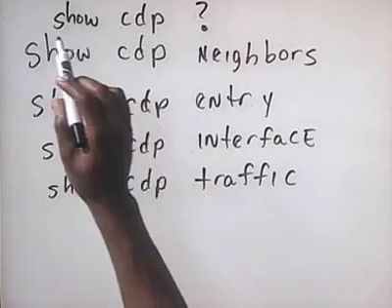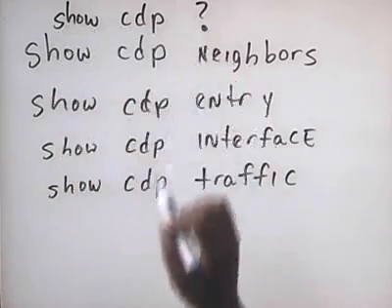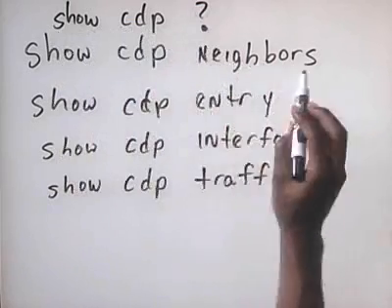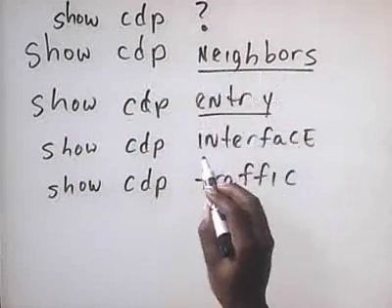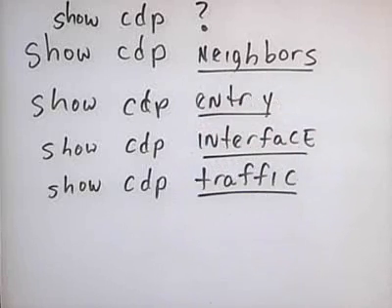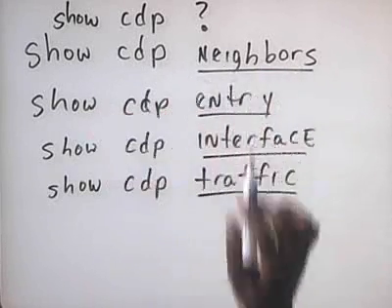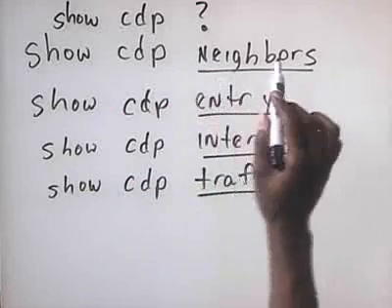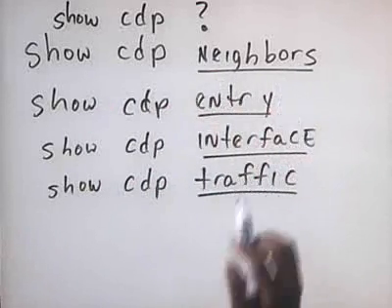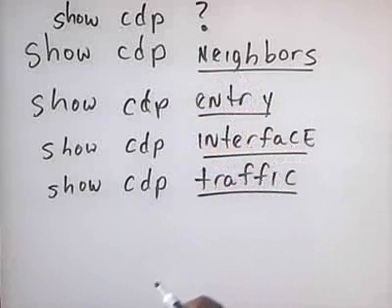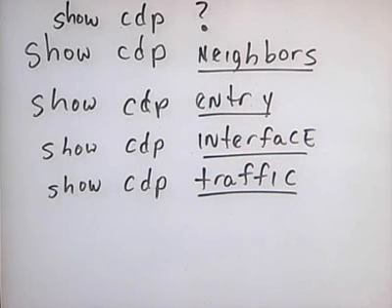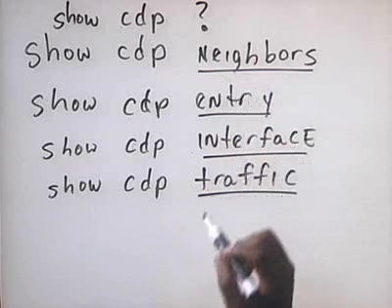Let's take a look at a couple of the commands involved in CDP. If you issue the command show CDP ? you would get a list that includes neighbors, entry, interface, and traffic. The show CDP neighbors command is probably the most useful. This command shows a summary or a chart of the neighbor's information, including the device ID, the address list, the port ID, the incoming interface, the hold time, the capability, and the platform of that neighboring device.